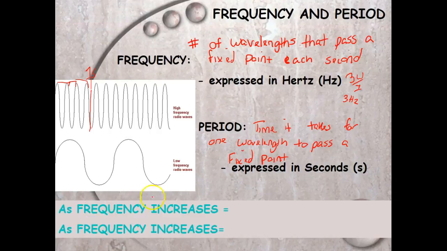As frequency increases, your period is going to increase as well. So that kind of makes sense. I mean, your time is going to take longer if you have more things pass. So this is, I guess you can say, a proportional relationship. And one last thing we've got to talk about is that as frequency increases, wavelength decreases.